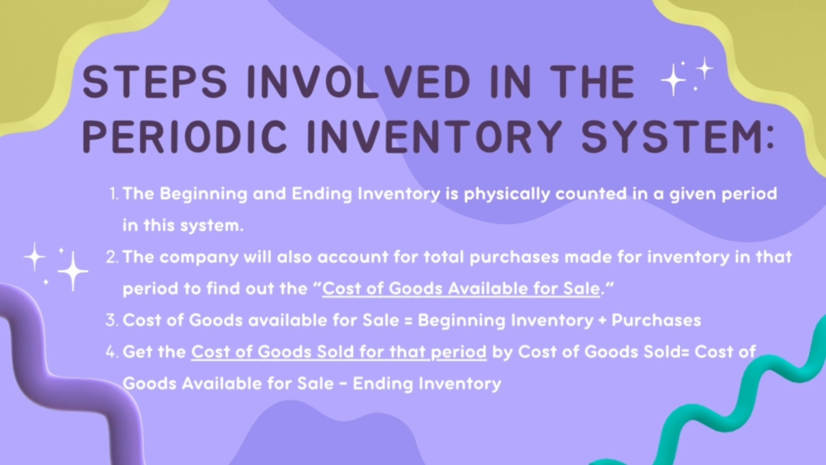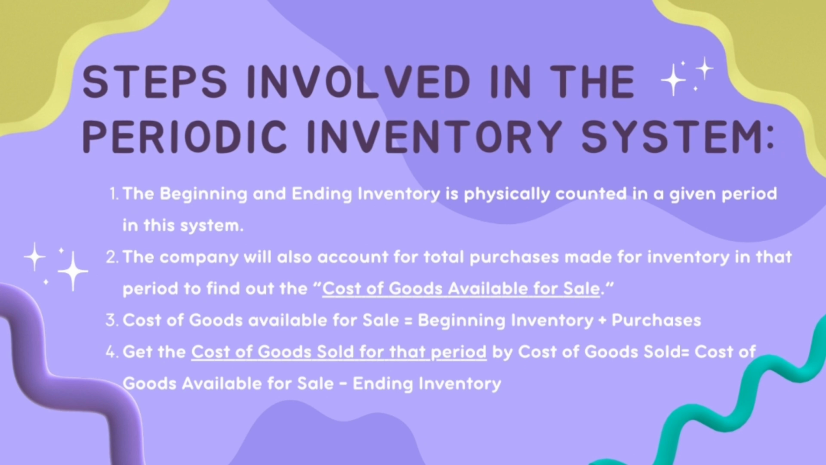Steps involved in the periodic inventory system. So we have 4 steps. The first one is the beginning and ending inventory is physically counted in a given period in this system. So the beginning and ending inventory need to be counted. The beginning inventory is the total value of items ready to sell at the start of the accounting period. While the ending inventory is the total value of goods still available for sale at the end of the accounting period.